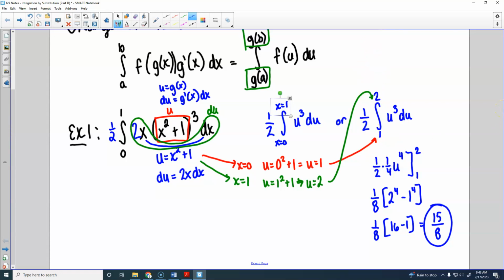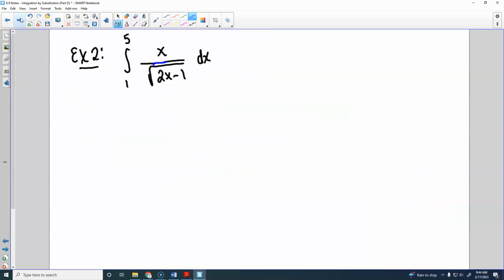So, okay, questions? If it is an indefinite integral, one that has the plus c on the end, you always have to go back to the x's. But for definite integrals, if you adjust your limits by plugging them into your u equation, you don't have to go back to the x's on that. We okay here? All right, let's do one more.